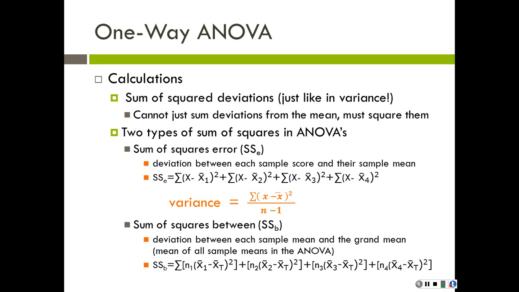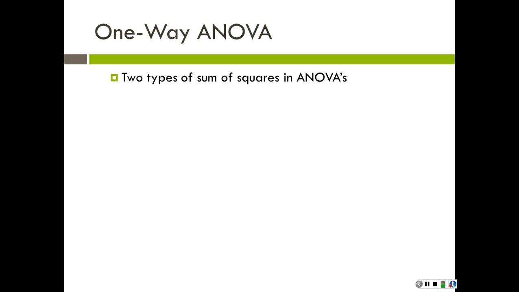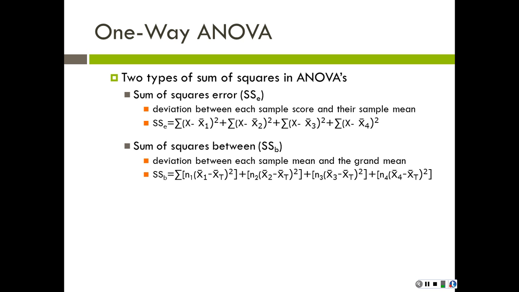So basically now what you have is two values, right? After doing all of this, you have two values. You have the sum of squared error, which tells you the amount of variability each person in a group has around that grand mean. And you have the sum of squares between, and this tells you how much variability each group has around the grand mean.